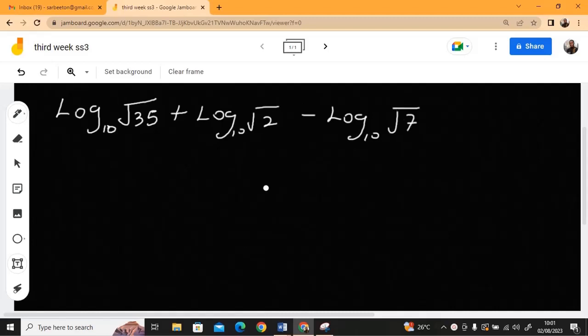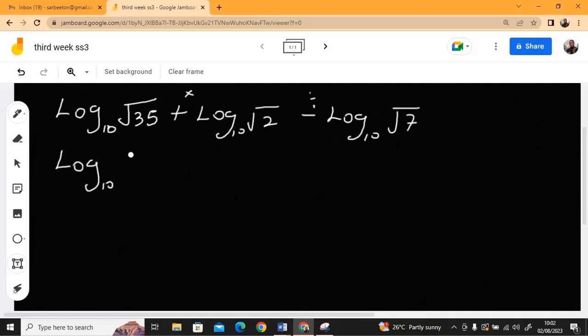They ask us to solve this. How do you go about it? You are going to apply the laws of logarithm. You know plus is times, and minus is division. It means multiply this by this and divide it by this. All of them have log 10, so you bring 1 out of them.